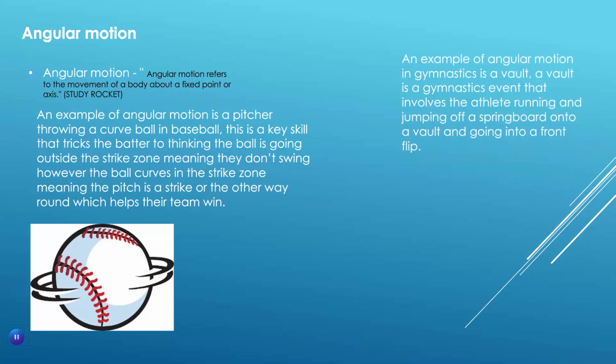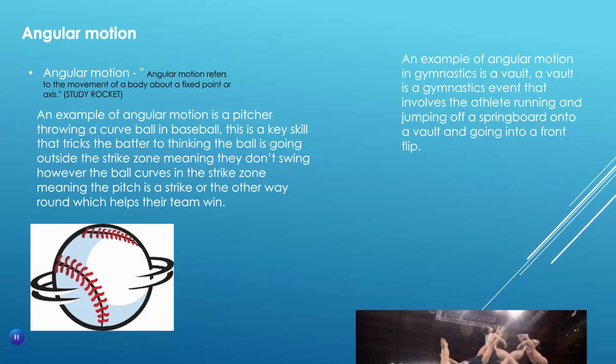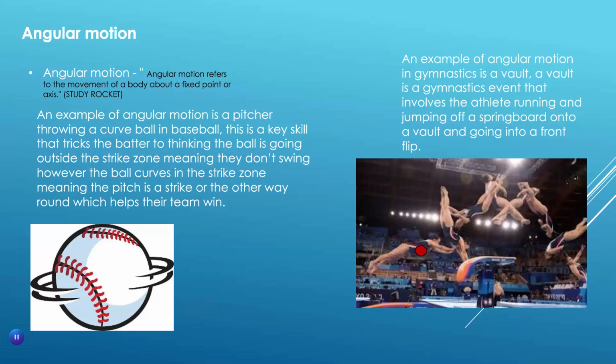An example of angular motion in gymnastics is a vault. A vault in gymnastics is an event that involves the athlete running and jumping off the springboard onto a vault and going into a front flip. The athlete doing a flip is a rotational movement around the medial lateral axis. In this instance, we can see in the photo the center of mass.